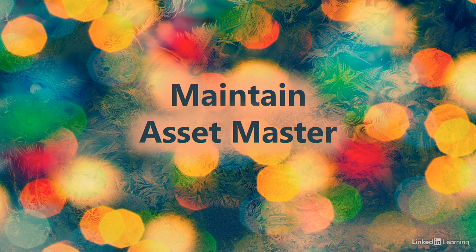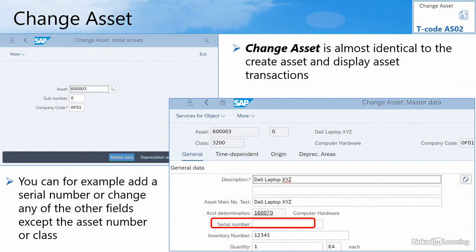This lesson talks about maintaining or changing asset master records. In this case, if you want to amend the serial number, for example, you can use the Fiori app amend asset or the GUI transaction AS02 to make changes. The layout is exactly the same as the layout used to create the asset.